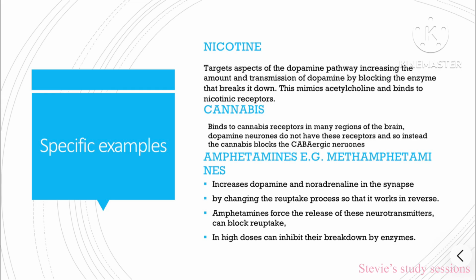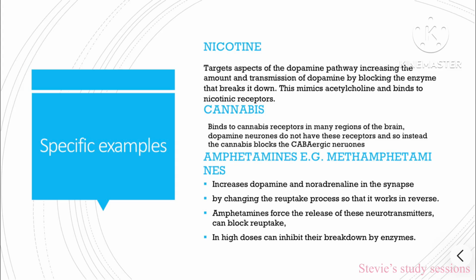Nicotine targets aspects of the dopamine pathway, increasing the amount and transmission of dopamine by blocking enzymes that break it down. This mimics acetylcholine and binds to the nicotine receptors. Cannabis binds to cannabis receptors in many regions of the brain. Dopamine neurons do not have these receptors, so instead cannabis blocks GABAergic neurons.